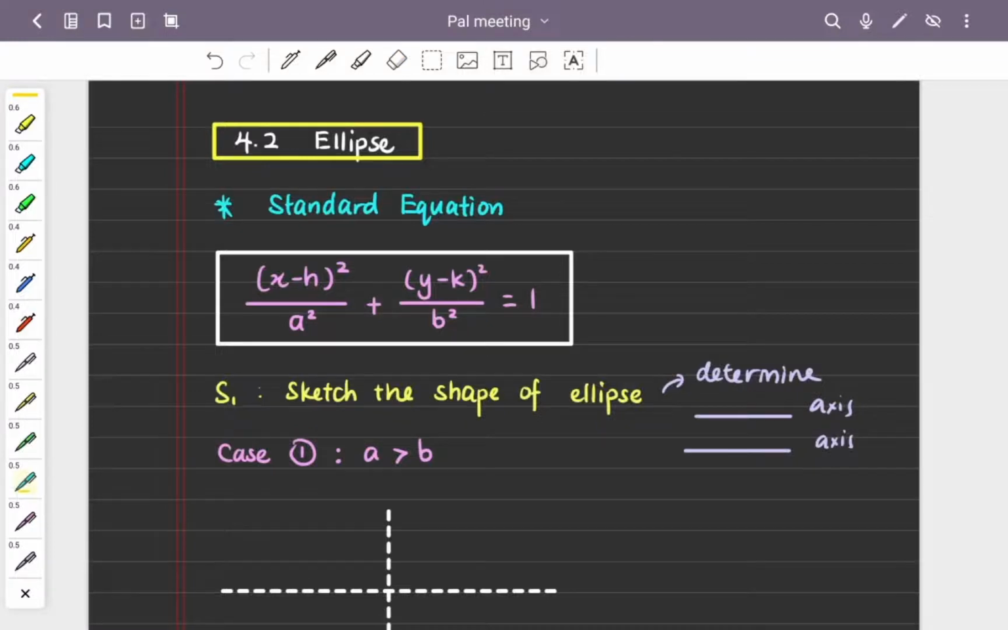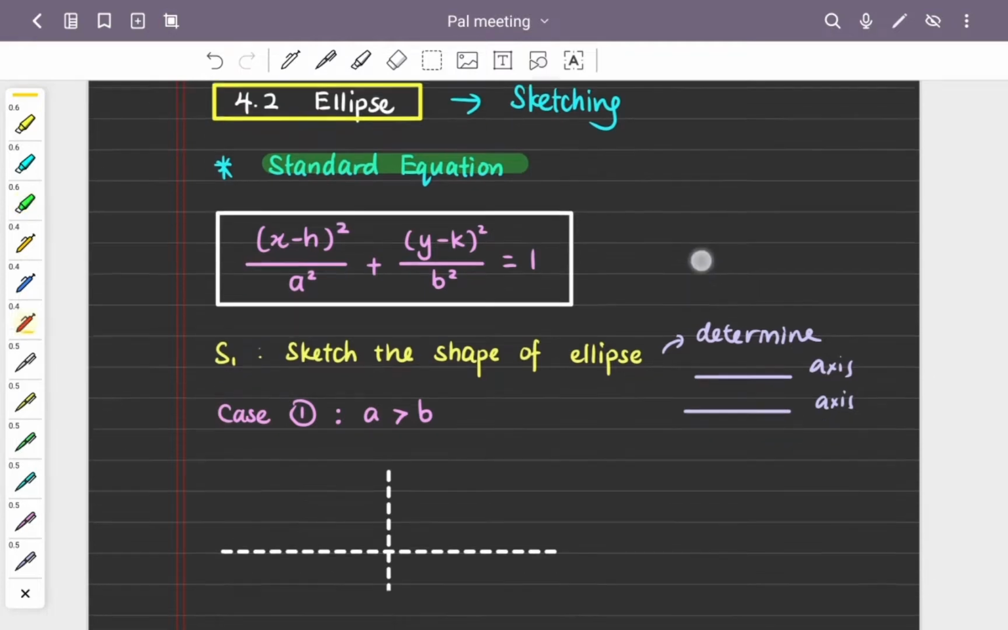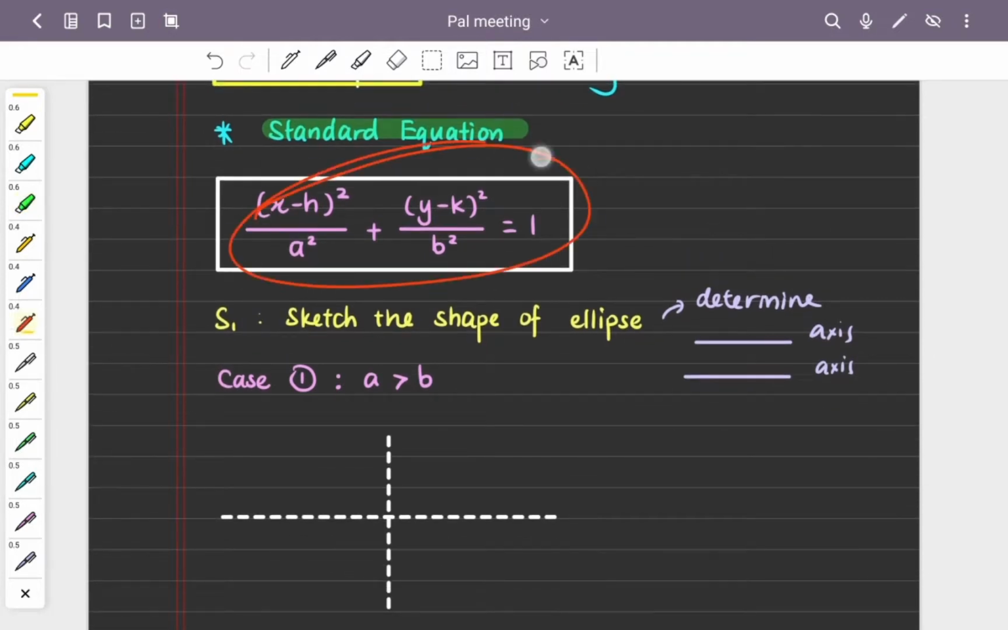Hello everyone, so after we have revised chapter 4.1 circle, now we are going into chapter 4.2, which is ellipse. So for these two videos, we are going to focus on how to sketch the ellipse. To sketch the ellipse, one very important thing is the standard equation. You need to make sure you have the standard equation before you start sketching.